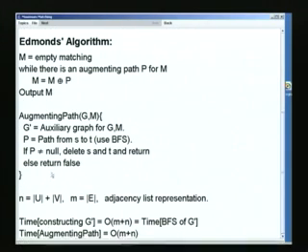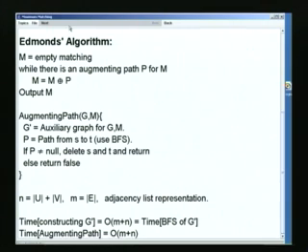I claim the time for this entire augmenting path procedure is going to be O of m plus n. That's because deleting S and T can be done in constant time, and therefore this entire thing is just the sum of the two steps, which is O of m plus n. So this takes O of m plus n time.